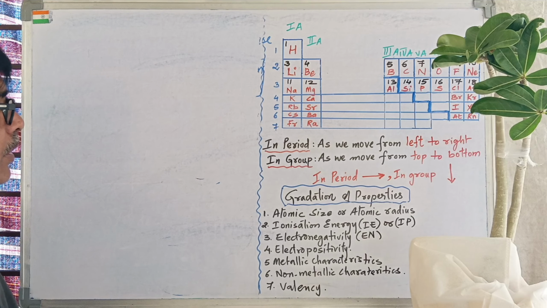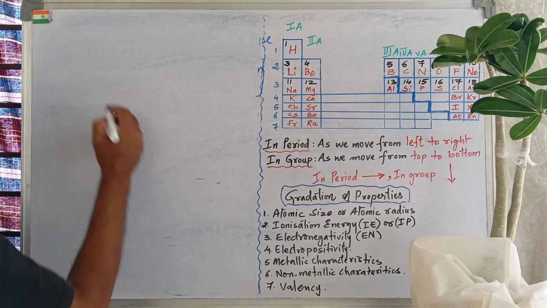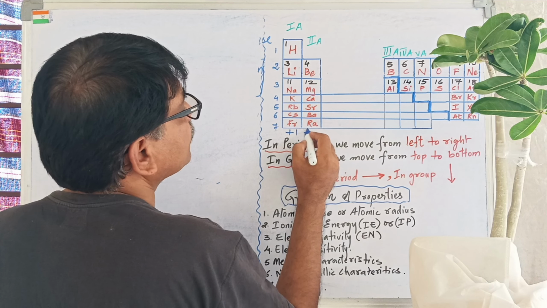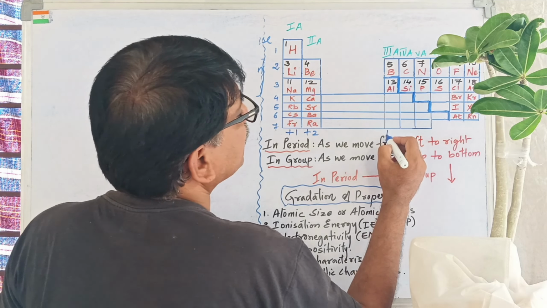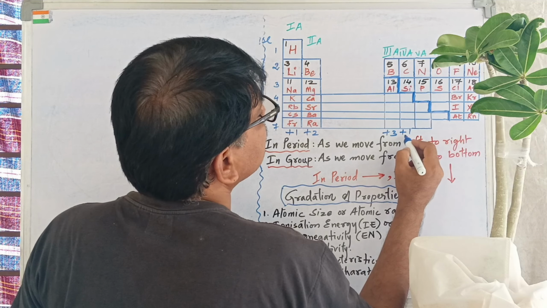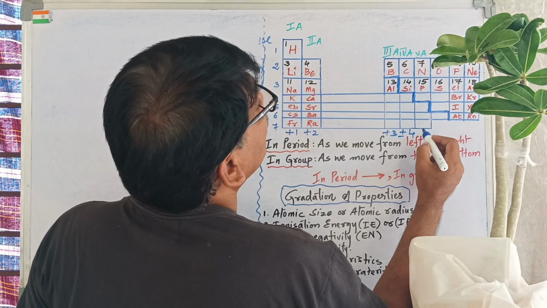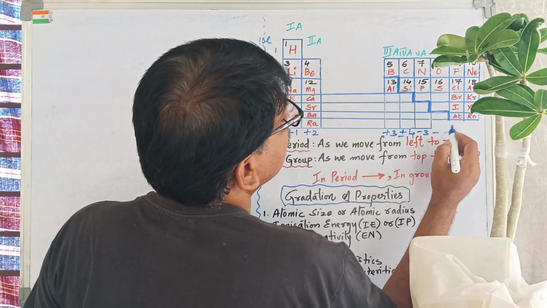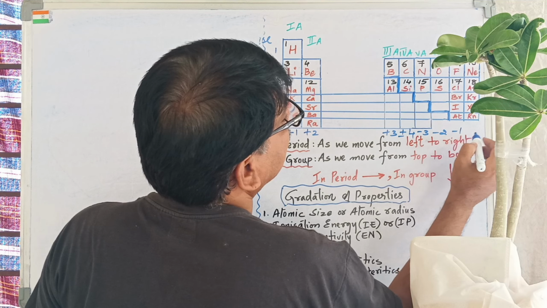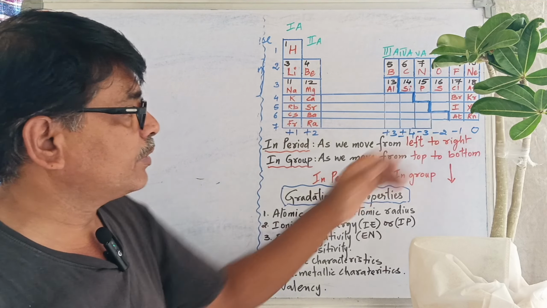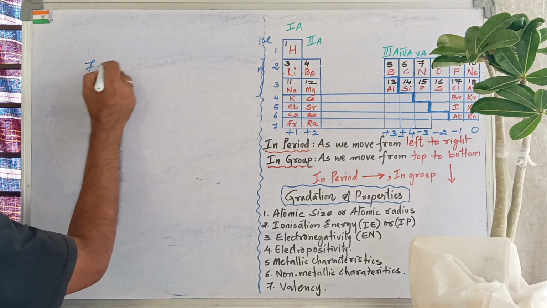Okay, right. Then last and final one is valency. You should know valency. Valency of first A group is 1, valency of second A group is 2, valency of third A is plus 3, valency of fourth is plus or minus 4. Now valency of fifth is minus 3, sixth is minus 2, and seventh is minus 1, eighth is 0.